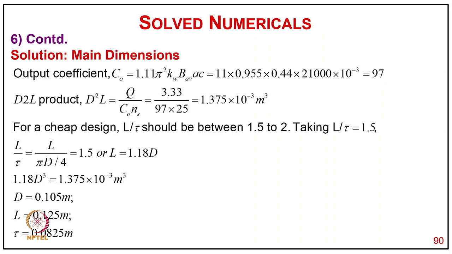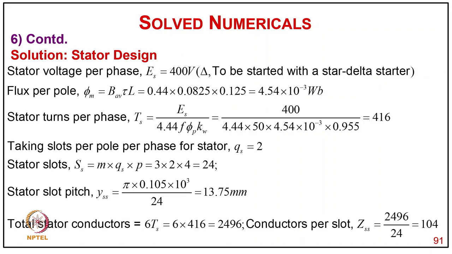The D square L product comes from Q upon C0 ns, so it comes to 1.375 into 10 to the power minus 3 meter cube. And for a low cost design, L upon tau should be between 1.5 to 2. So taking L upon tau as 1.5, putting the value of L upon tau as 1.5, you get a relation L equal to 1.18 D, and putting the value in the above relation of D square L, we get D equal to 0.105 meter and L equal to 0.125 and tau equal to 0.0825 meter.